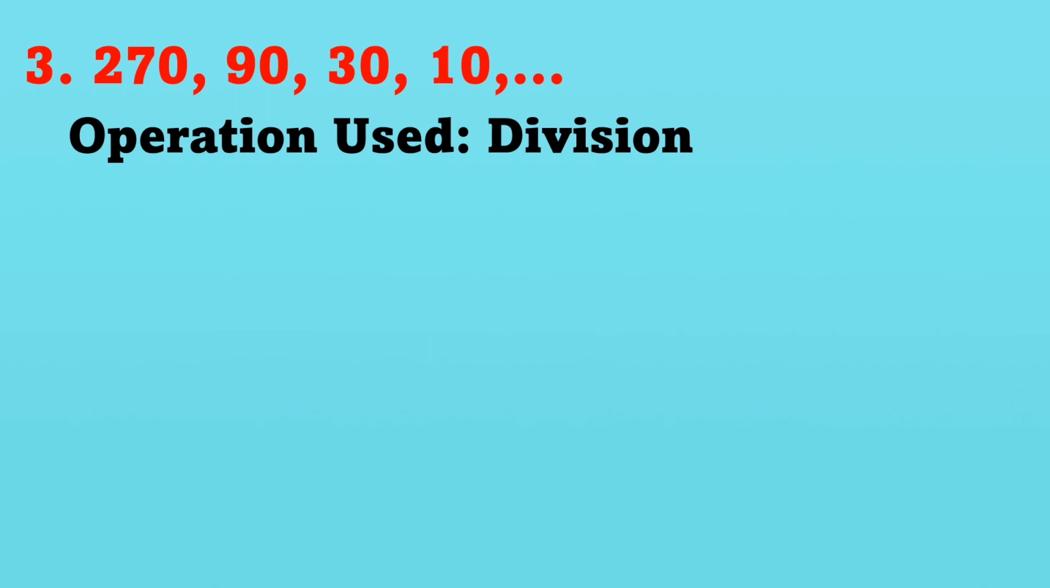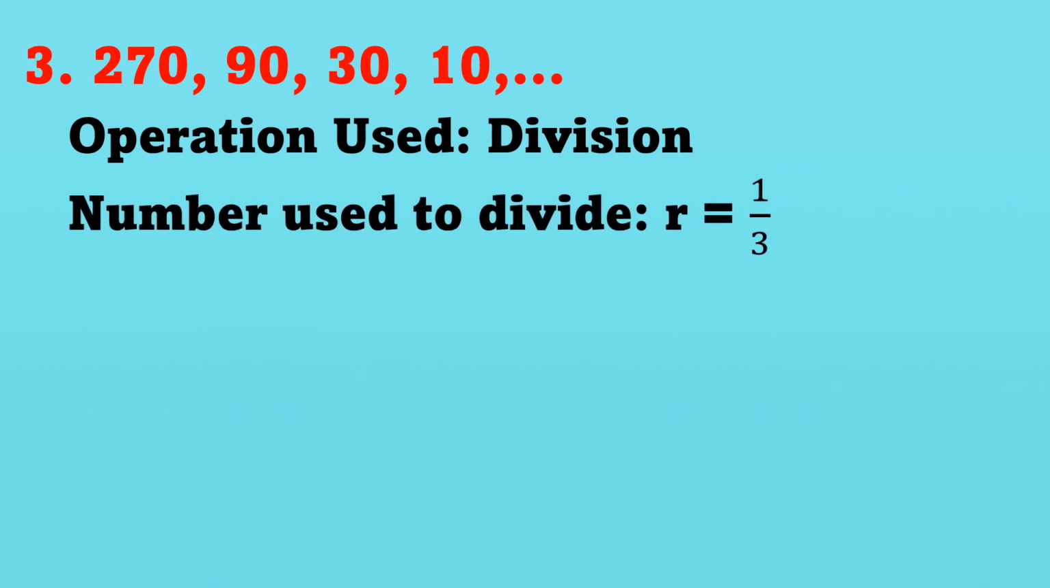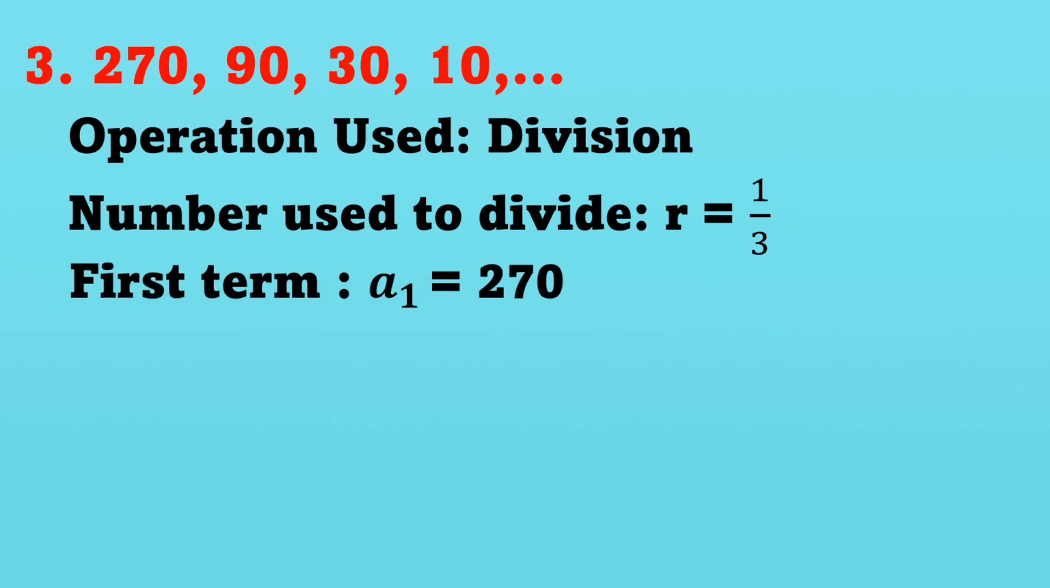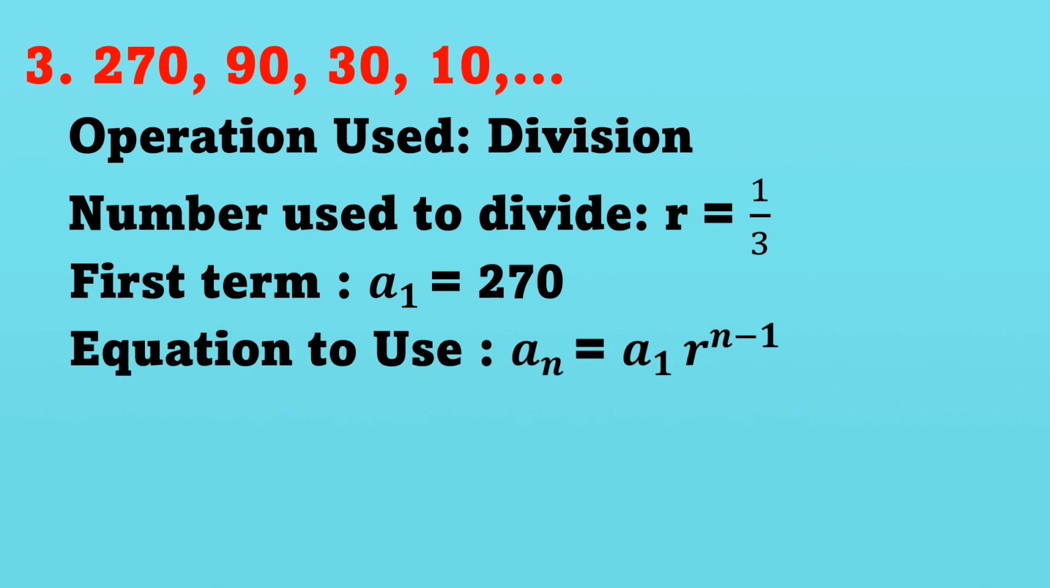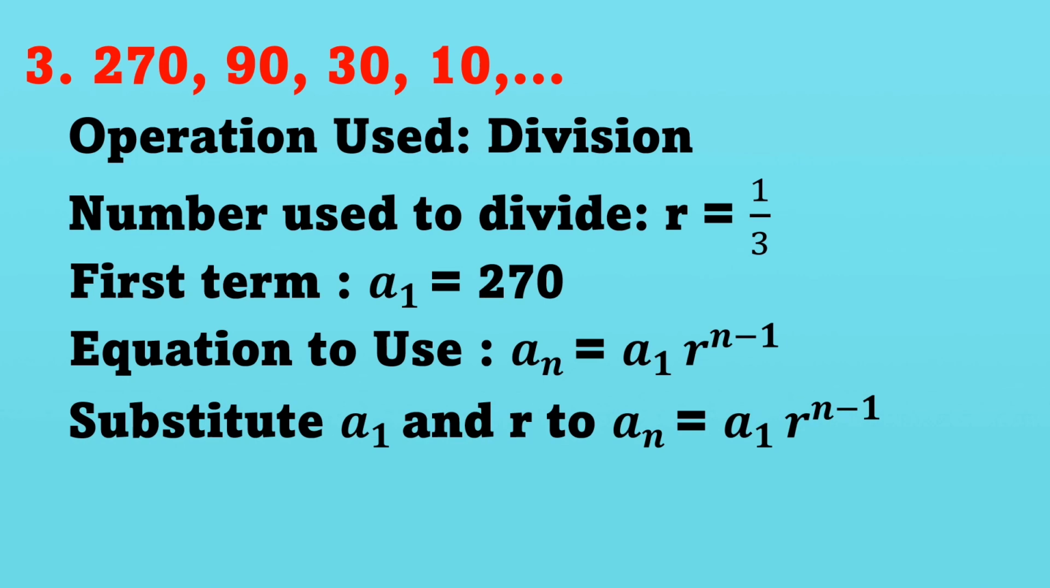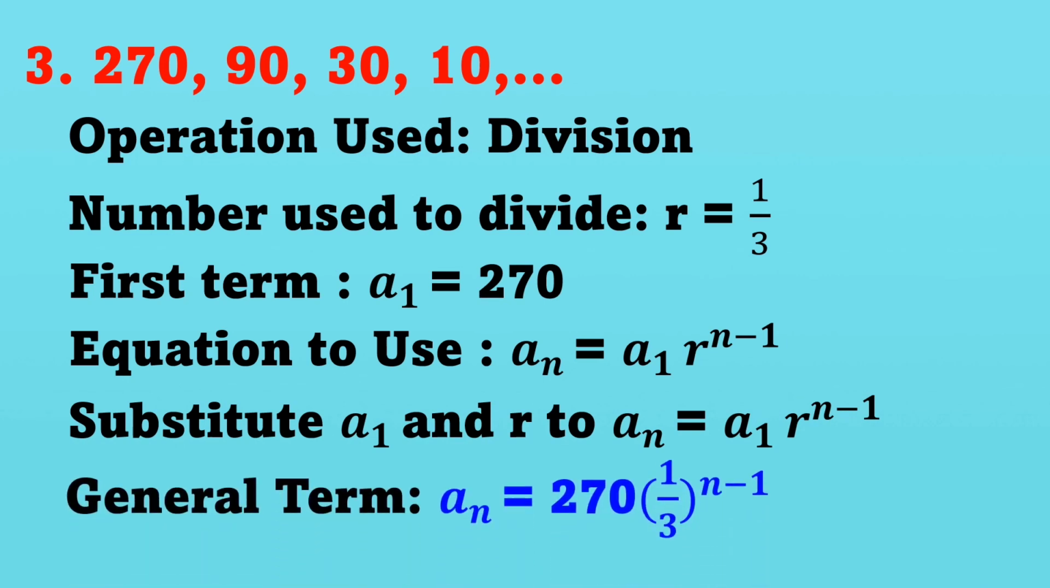What did you observe in the sequence? Here we use division. We divide by 3 from one term to another, so your r is 1/3. Your a sub 1 is equal to 270. Substitute a sub 1 and r. So the general term here is a sub n equals 270 times 1/3 raised to n minus 1.